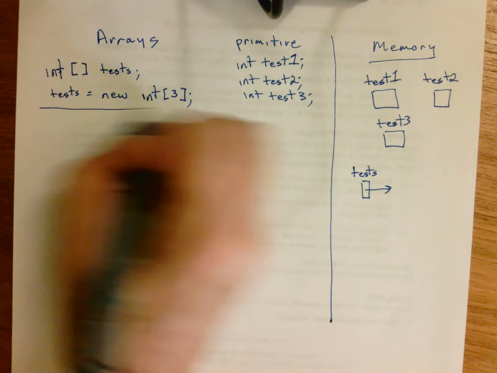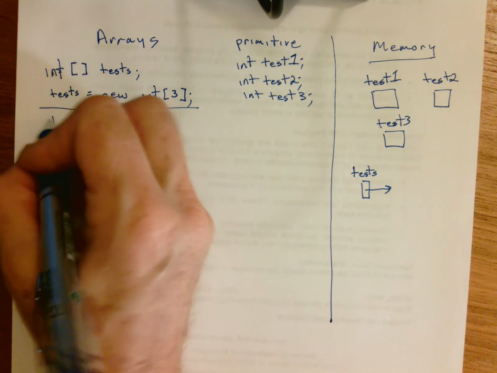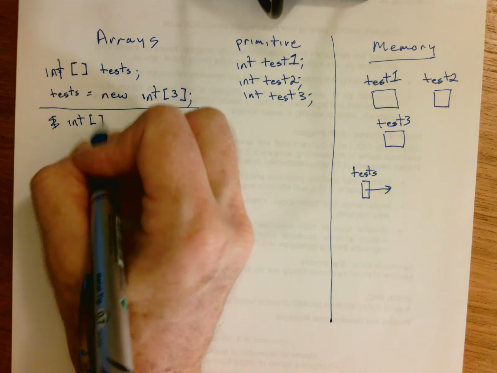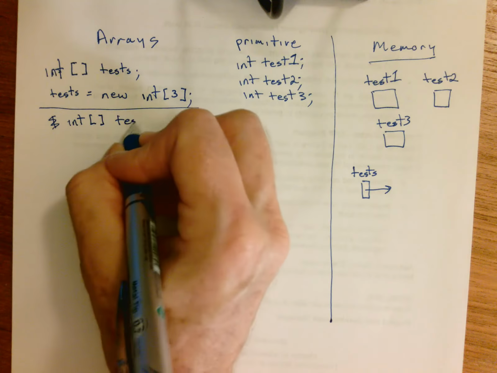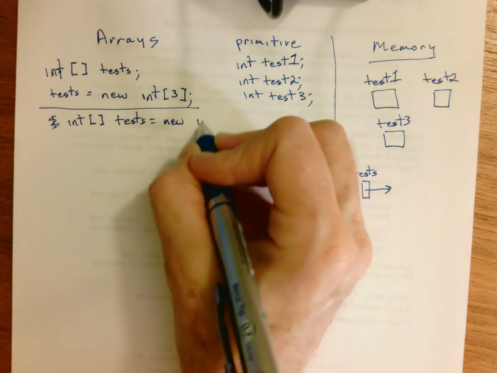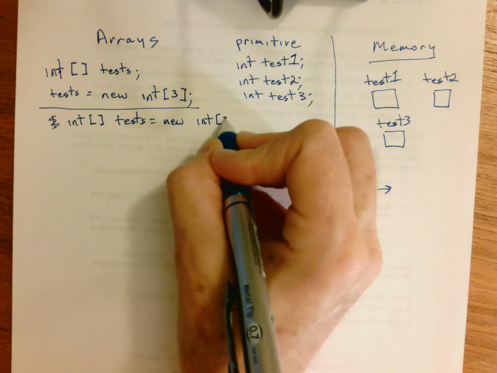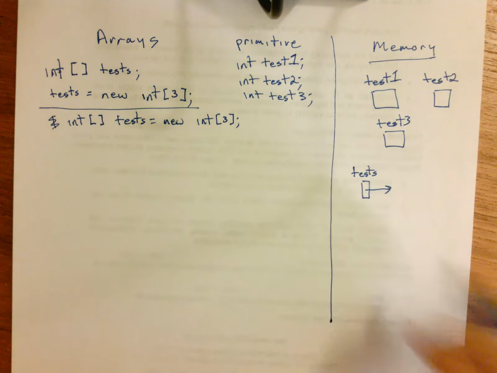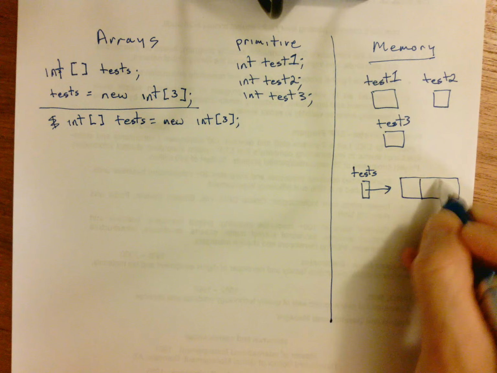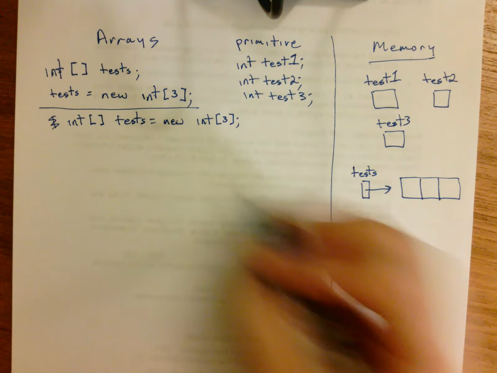That line could also be combined. Another way to put that would be int[] tests = new int[3]. And what that does in memory is it creates enough space for 3 integers.